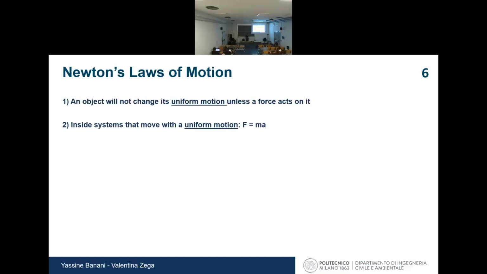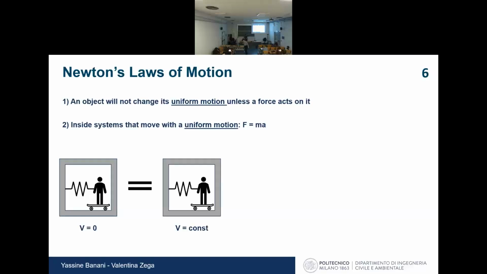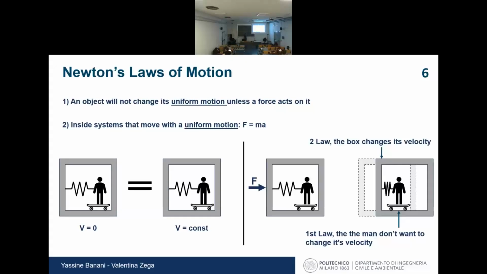And let's consider a realistic example to see how this works. So let's consider a man inside a box on a skateboard holding a spring. So something we experience every day. We know that from the first law of motion, we cannot tell the difference between no motion and constant motion. So for this case, without external information, we cannot know it. But let's consider other cases.